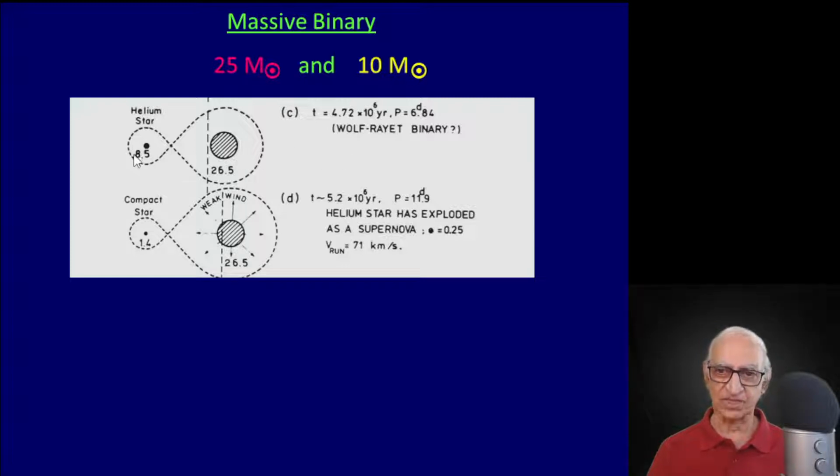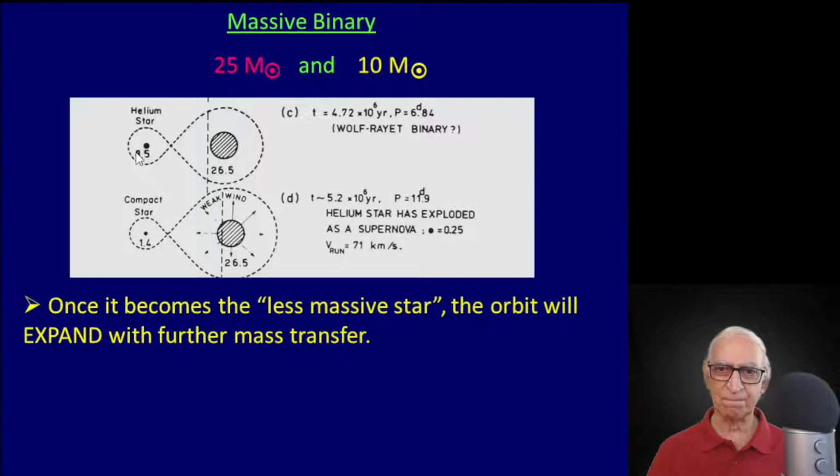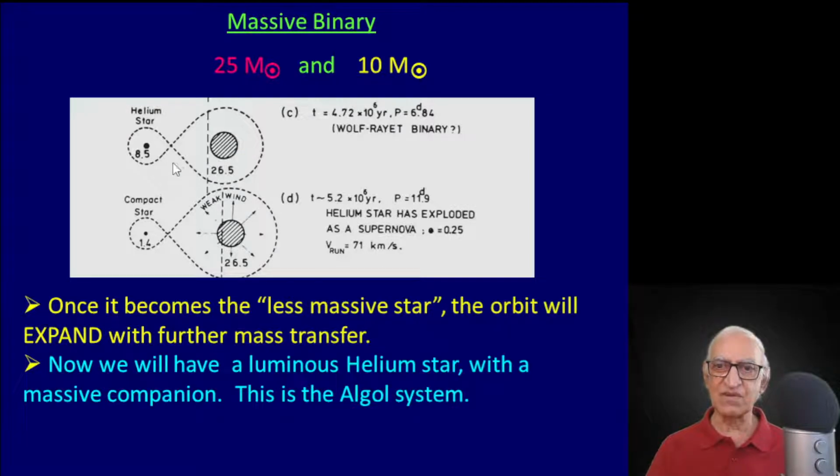Now, let us see what happens. Once this becomes a less massive star, it will continue to transfer mass, and this time the orbit will expand because you are having mass transfer from the less massive star to the more massive star. Now we will have a very luminous helium star of 8.5 solar mass.